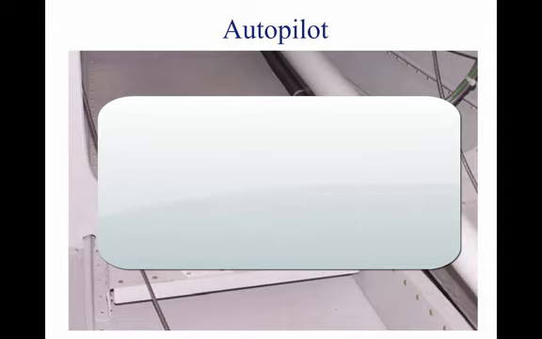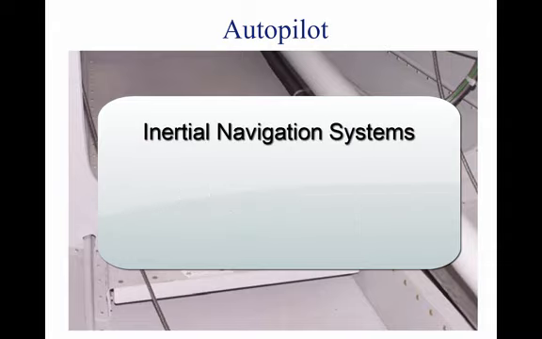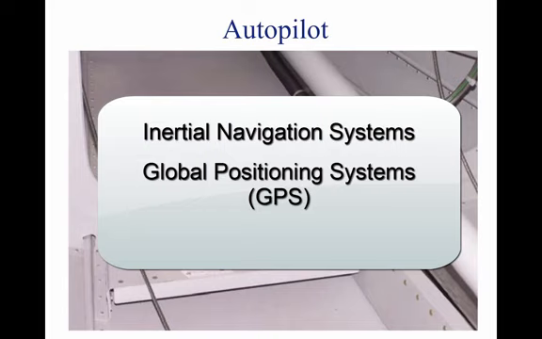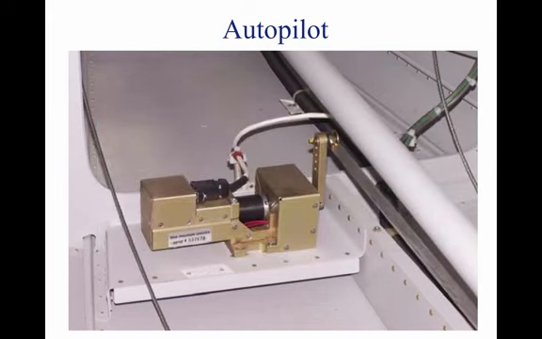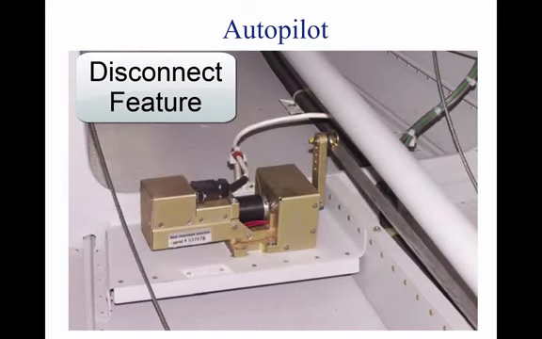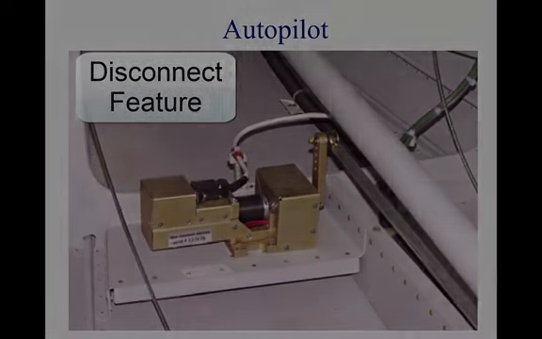The autopilot system works with inertial navigation systems, global positioning systems, GPS, and flight computers to control the aircraft. To maintain safety, the autopilot incorporates a disconnect feature to disengage the system automatically or manually.